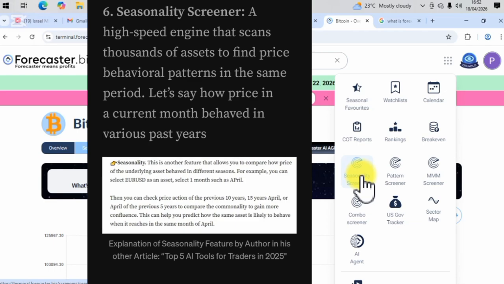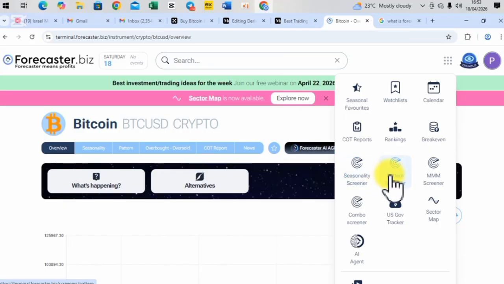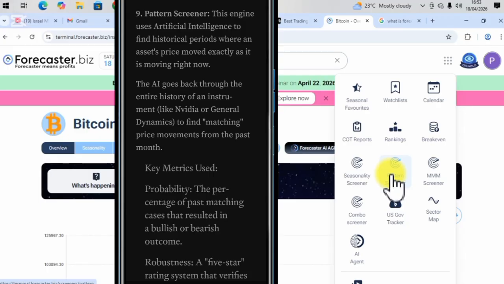And this can help you to predict how the same asset is likely to behave when it reaches the same month of April. So the next one is pattern screener. This is also a very good one. It's an engine which uses AI, or artificial intelligence, to find historical periods where an asset's price moved exactly as it is moving right now. So the AI goes back through the entire history of an instrument like NVIDIA, if you are trading stocks, or General Dynamics, to find matching price movements from the past month.